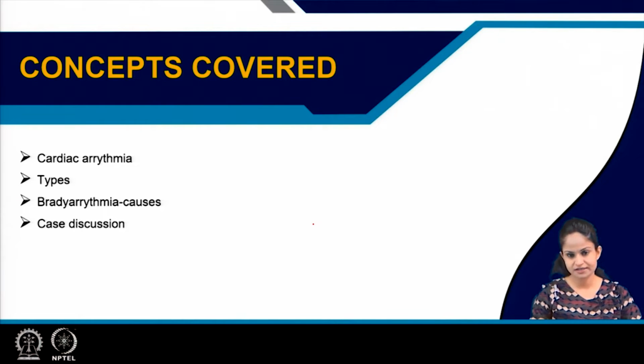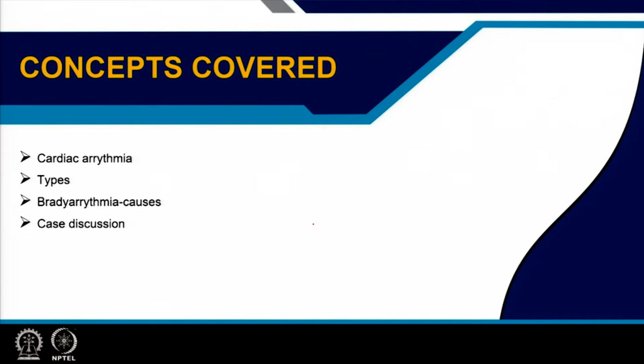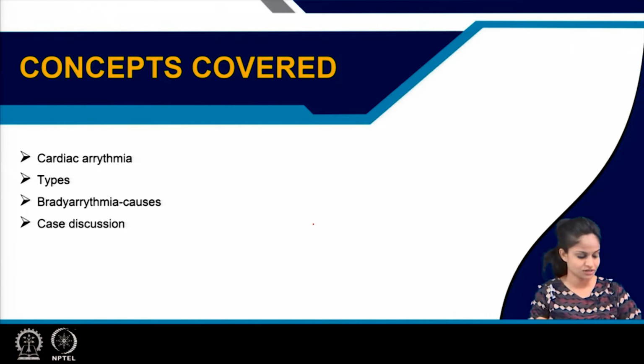What are the types of cardiac arrhythmia? What do we understand by bradycardia or bradyarrhythmia, different causes, different types, and finally case discussion. Now whichever arrhythmias or abnormalities we are discussing, we will discuss only the pathophysiological basis. The management of these diseases, cardiac arrhythmias or any abnormalities, comes beyond the scope of this course.